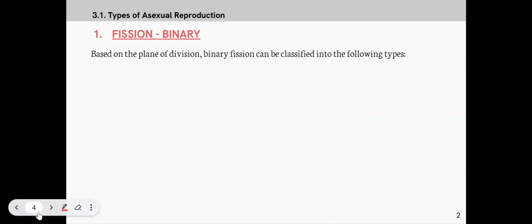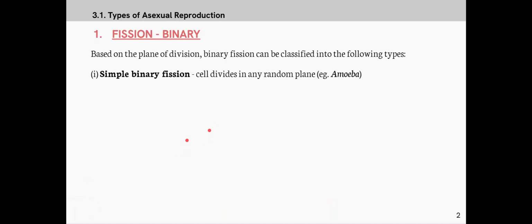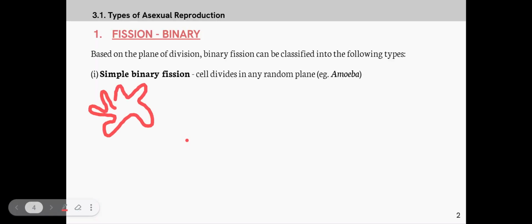Based on the plane of division, binary fission can be classified into the following types. Number one, simple binary fission, where the cell divides in any random plane. Example is amoeba. So if I have to draw the irregularly shaped thallus of amoeba and the darkly stained nucleus, the division of the amoeba cell can happen in any plane, resulting in two daughter organisms.